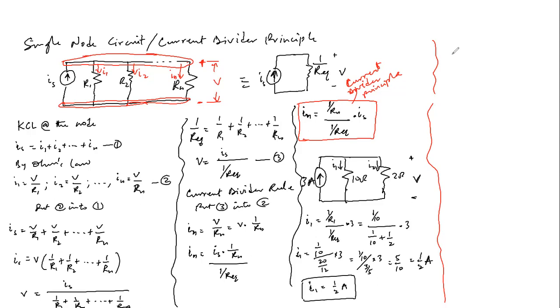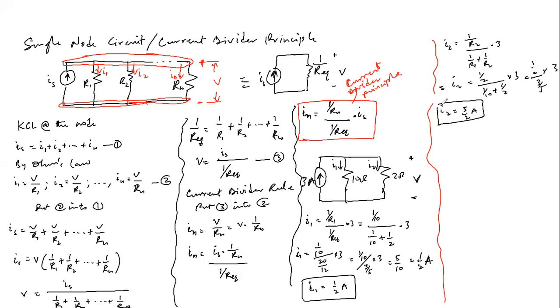Okay. Now, I2 follows directly. I2 will be 1 over R2 divided by 1 over R1 plus 1 over R2, times IS, which is 3. So this is going to give us I2 as 1 over 2 divided by 1 over 10 plus 1 over 2, times 3. And this will give us 1 over 2 divided by 3 over 5 times 3. So I2 will be 5 over 2. Good.